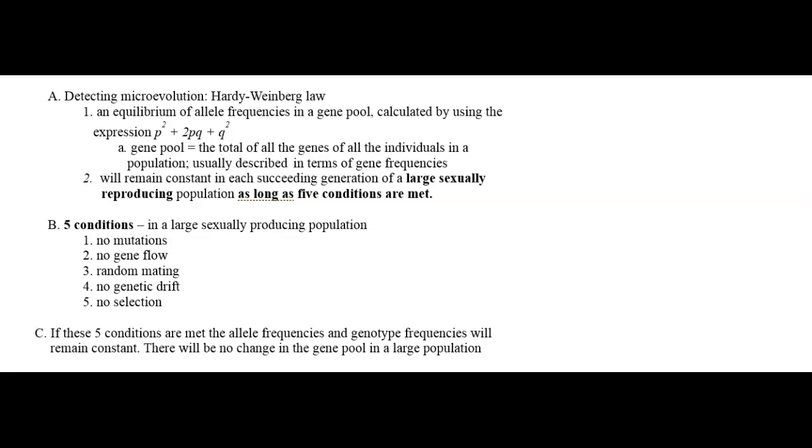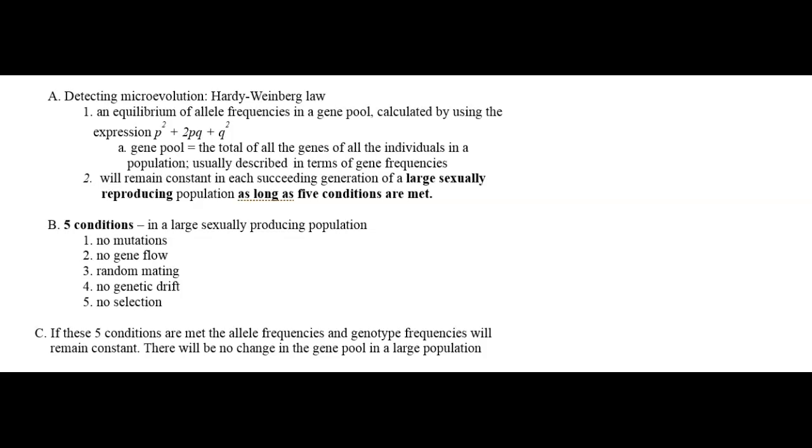So first let's go to the notes in D4. So detecting microevolution, that is through the Hardy-Weinberg law. Then we are looking at allele frequencies. And we're talking about the gene pool. A gene pool is just all the genes in a particular population. And we are going to be using this formula. I will talk about the formula a little bit later. First, let's focus on those 5 conditions. And then I'll talk more about the actual Hardy-Weinberg law.